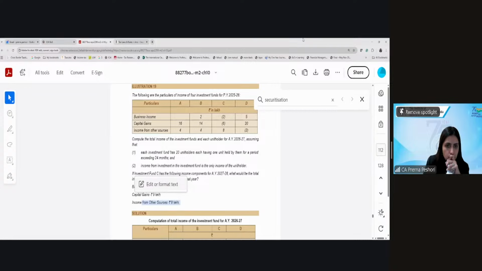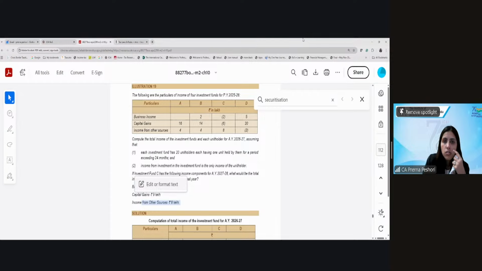Next year, business income will be taxable for 2 lakhs because in the previous year it was already set off against income from other sources. So there are no losses. Business income will be taxable for the trust for 2 lakhs, and capital gain will be divided by 20, and there is a loss carry forward for the investor, so it will be set off. And 8 lakhs will be taxable in the hands of the investors, divided by 20.